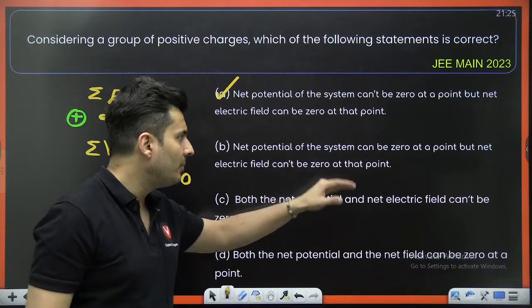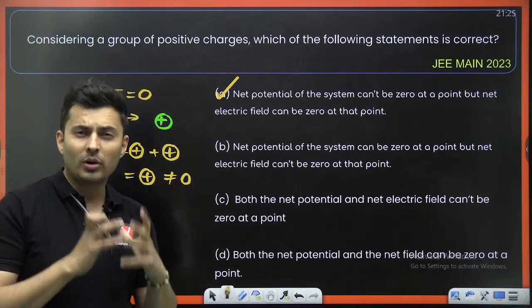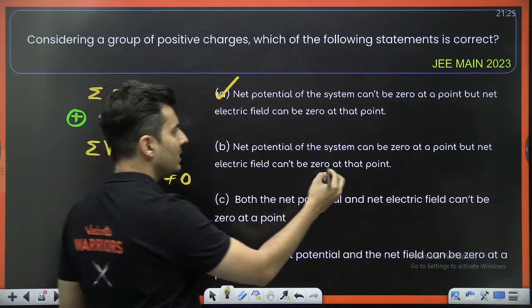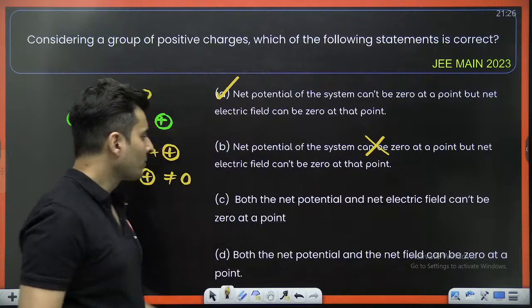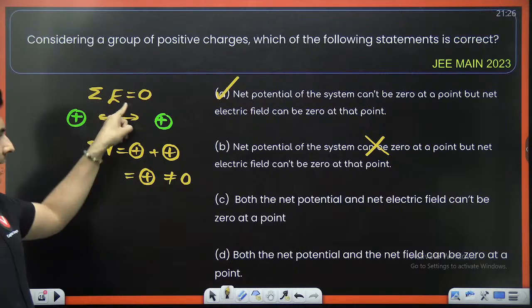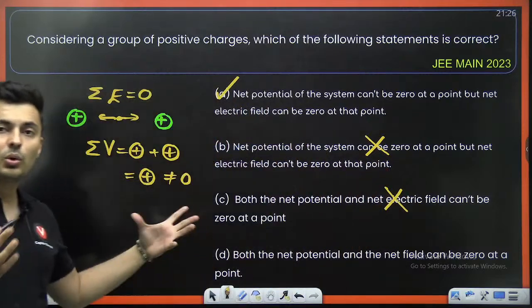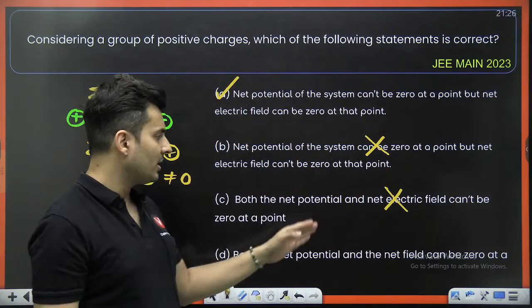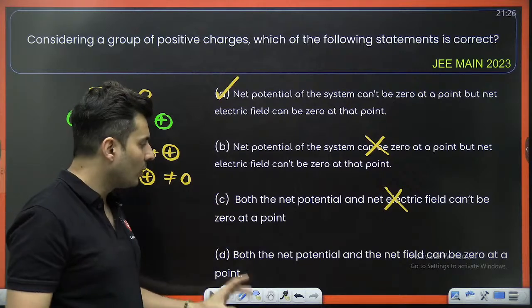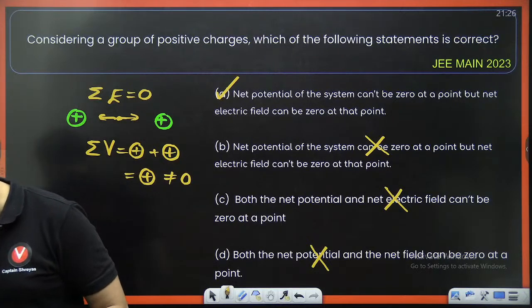Option B: net potential can be zero. No, it can never be zero, because each charge will give a positive potential. Positive and positive will add and cannot cancel out. So option B is a wrong statement. Option C: both the potential and field can be zero at a point. I just proved to you that field can be zero due to multiple charges, but potential can't be zero no matter what you do. So the word potential is wrong. Potential will be there no matter what you do.